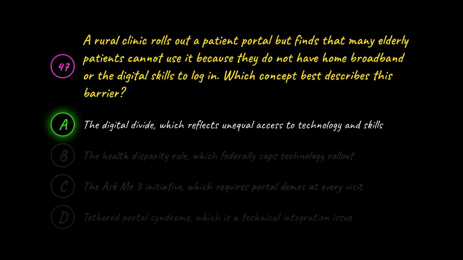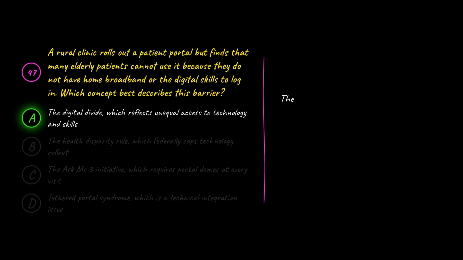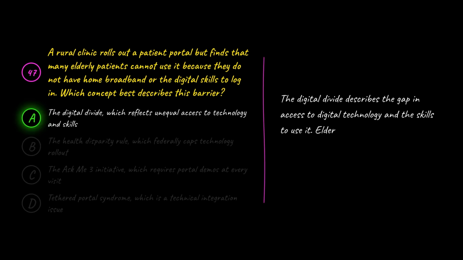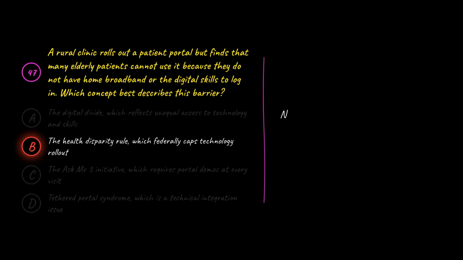The correct answer is A. The digital divide, which reflects unequal access to technology and skills. A is correct because the digital divide describes the gap in access to digital technology and the skills to use it. Elderly rural patients without broadband or digital confidence are the classic case. B is wrong because no federal health disparity rule caps technology rollout. The phrase is not a real regulation.